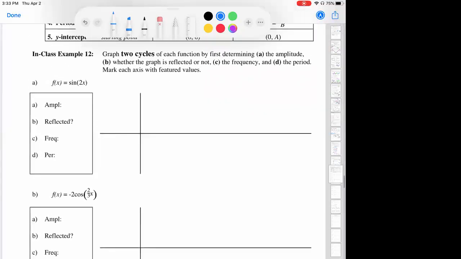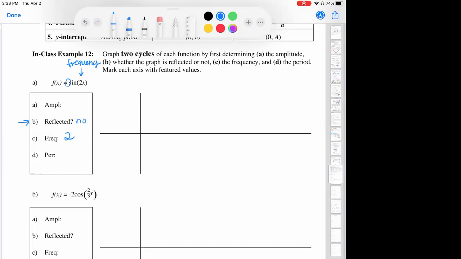Let's go ahead and do in-class example 12. Graph two cycles of each function by determining the amplitude, whether the graph is reflected or not, the frequency, and the period. All right, so I'll do the easy one. 2 is your frequency. That's something we just learned. 2 is our frequency. Is it reflected? Well, I would have to have a negative right here. Do I have a negative? No. So this one's not reflected.